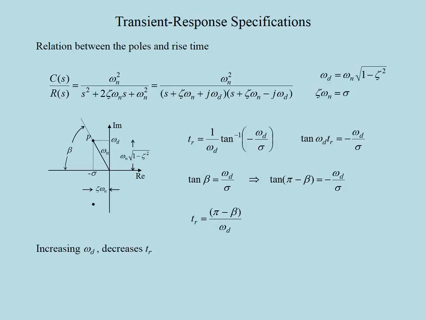Also note that cosine beta can be given as zeta omega_n divided by omega_n. In other words, it is equal to zeta. So keeping the damped frequency fixed and decreasing zeta would mean moving the pole location parallel to the real axis towards the left so as to decrease beta, and changing the pole in this way will decrease the rise time.